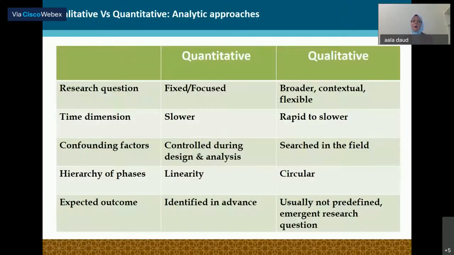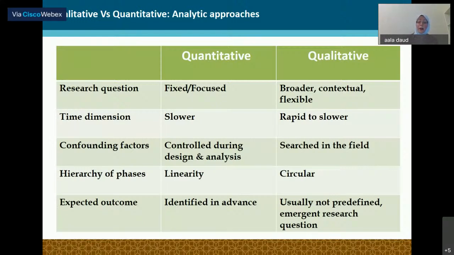Now, again, going back to comparing qualitative and quantitative in terms of analytic approaches. In terms of the research question, quantitative has a fixed or focused research question, while the qualitative has a broader, flexible research question. For the quantitative, the time dimension is slower. For the qualitative, it's rapid to slower. The confounding factors or variables in the quantitative are controlled during the design and during the analysis, while for the qualitative, they are searched within the field.